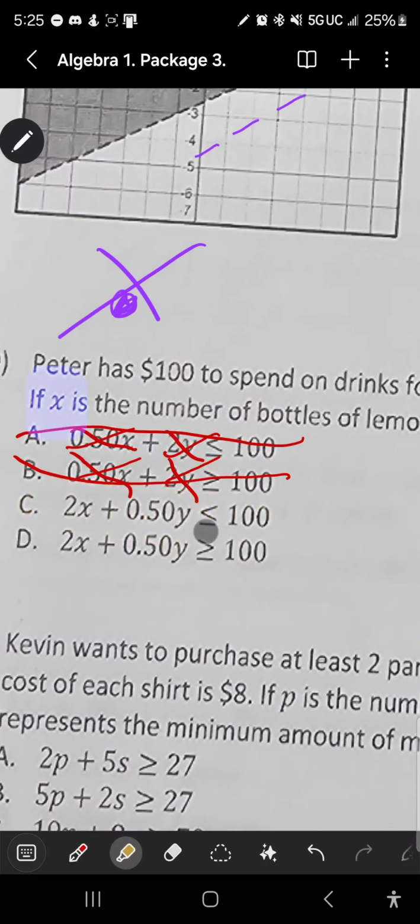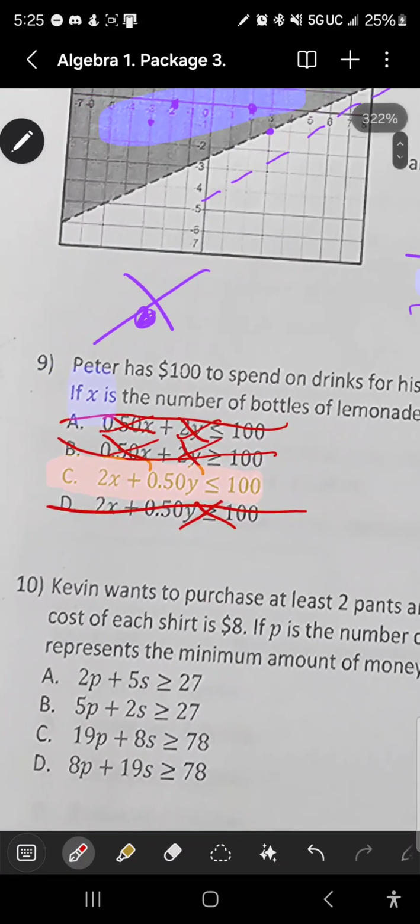Now D is not the right answer because he cannot spend, for example, $101, because it's saying that it's greater than 100. If he has $100, he cannot spend 105, 200, 1,000. Either way, he cannot spend more than 100. So D is not the answer.